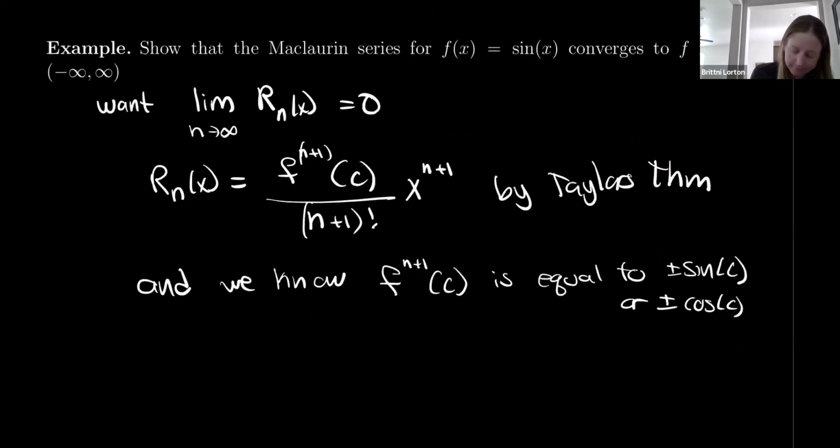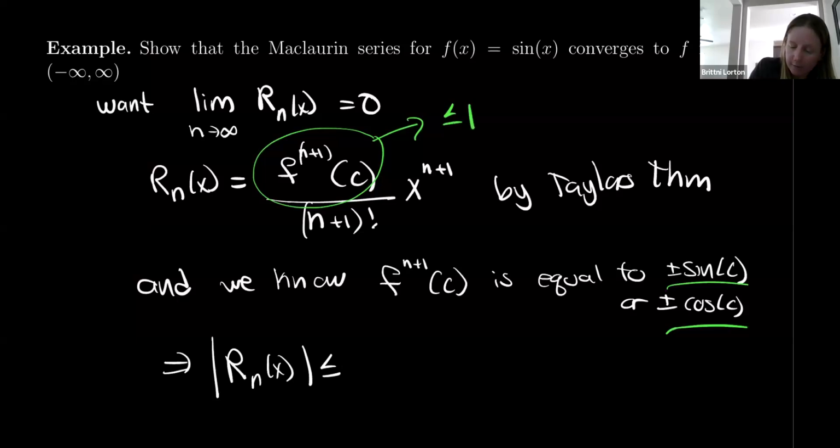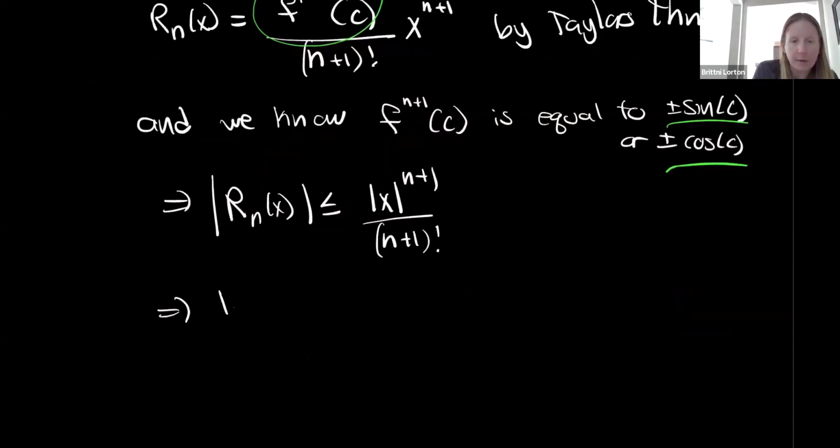And what do we know about sine and cosine? Yeah, we know that it's always less than or equal to 1. So we know that the remainder in magnitude is less than or equal to this whole thing right here. Let me highlight it. This whole thing is going to be either sine or cosine, so it's less than or equal to 1. So that means it's going to be just x to the n plus 1 over n plus 1 factorial, and then just throw in a limit, and then we're done. Let's take the limit as n approaches infinity of Rn of x, which I know what Rn is now. It's x to the n plus 1 over n plus 1 factorial.